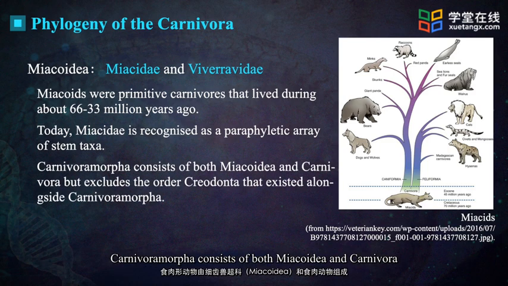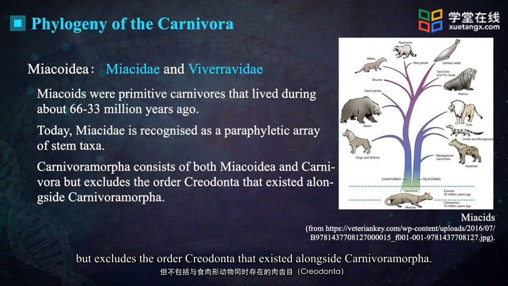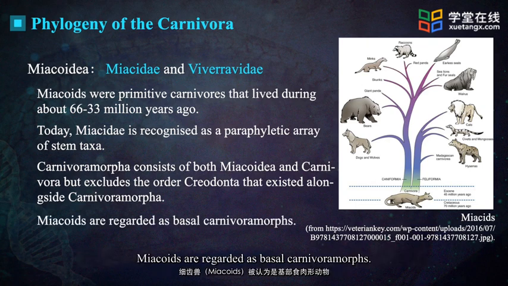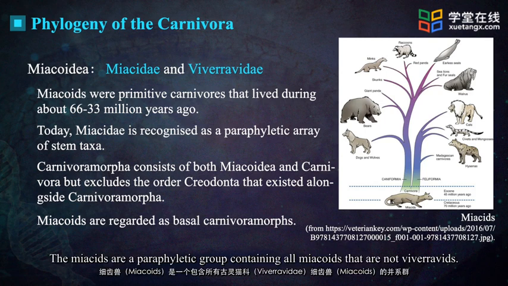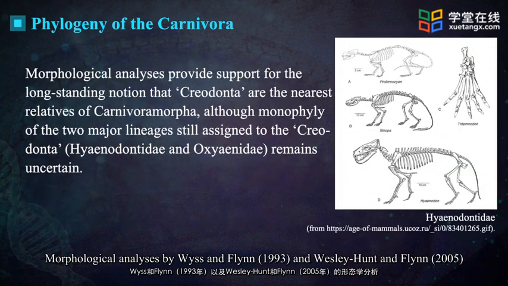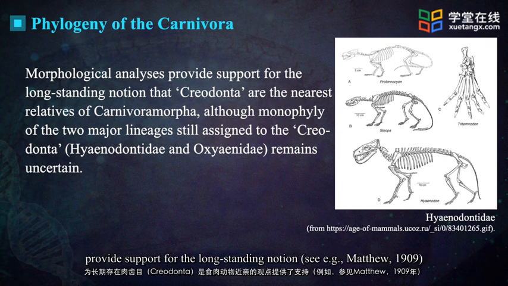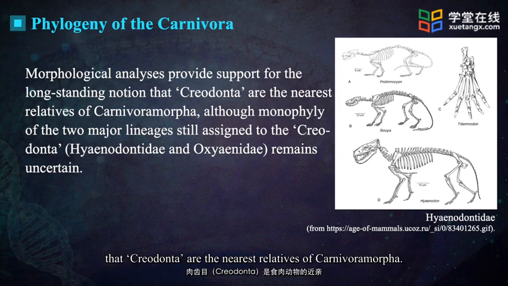Carnivoramorpha consists of both Miacoidea and Carnivora, but excludes the order Creodonta that existed alongside Carnivoramorpha. Miacoids are regarded as basal carnivoramorphs. The miacids are a paraphyletic group containing all miacoids that are not viverravids. Morphological analyses by Wyss and Flynn 1993 and Wesley-Hunt and Flynn 2005 provide support for the long-standing notion, see e.g. Matthew 1909, that Creodonta are the nearest relatives of Carnivoramorpha.